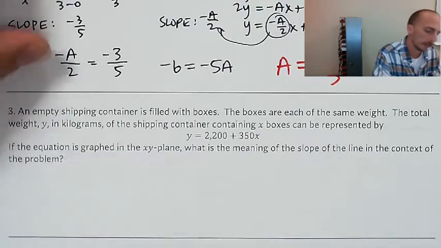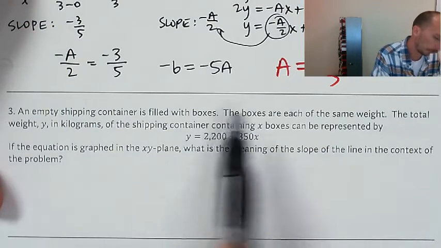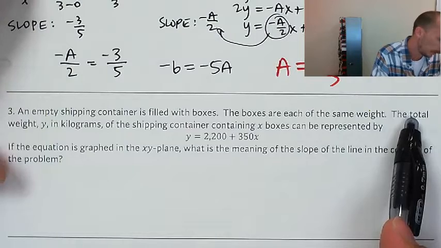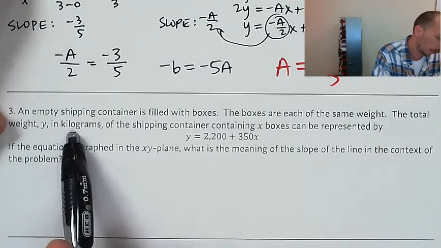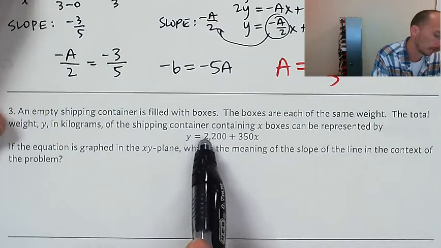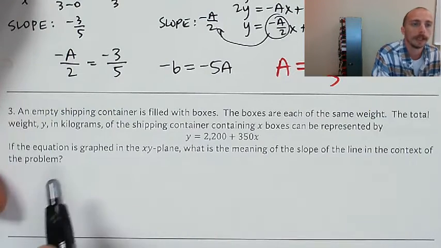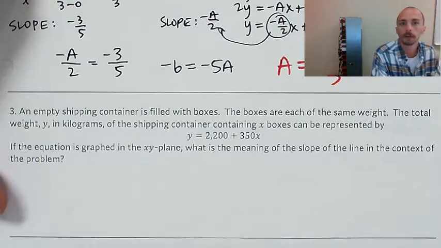Now, empty shipping containers filled with boxes. Boxes are each the same weight. The total weight in kilograms of the shipping container with the boxes in it can be represented by 2200 plus 350x, right? Where y is the weight. What's the meaning of the slope of the line in the context of the problem?